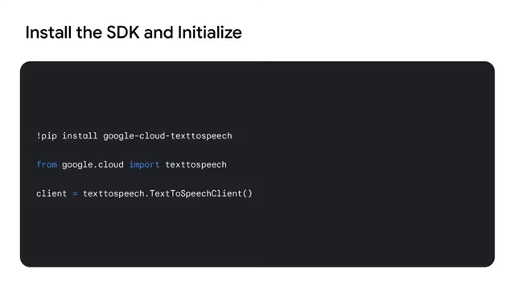Thanks for listening. What do you think? I think Chirp 3 sounds really natural. Next, let me show you the code to generate speech from text.